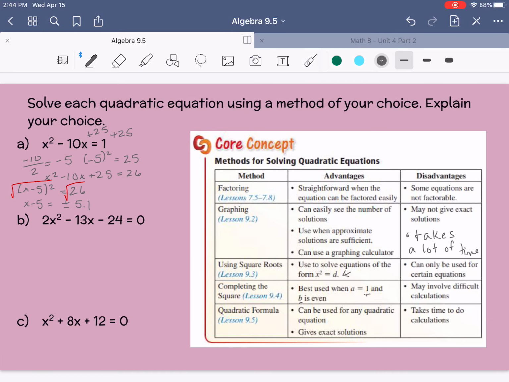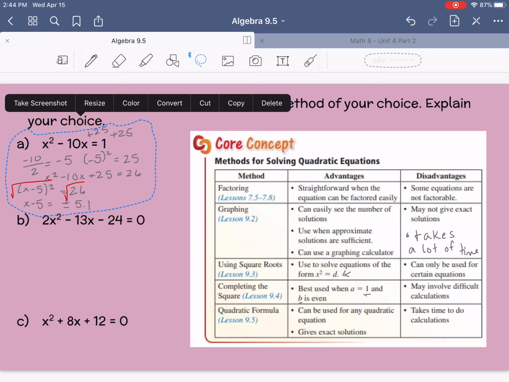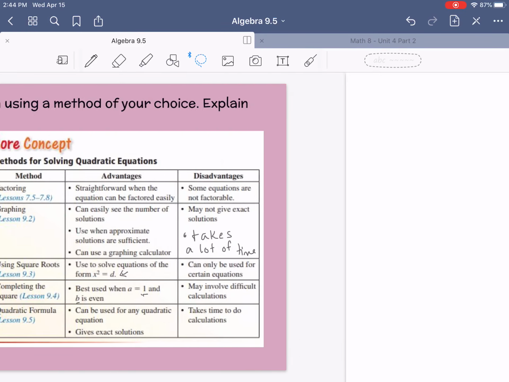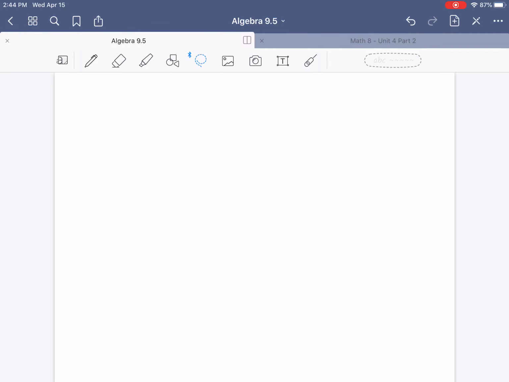Let's see. Wonder if I can. Oh, I can. Copy. I'm just learning all kinds of stuff. And paste. And let's rotate it. Bam. All right. So the equation didn't follow, but that's okay.